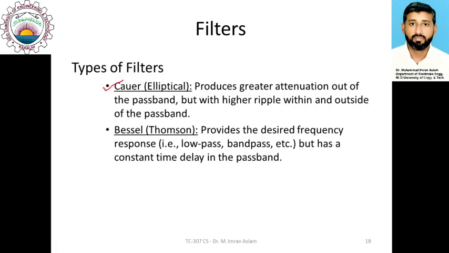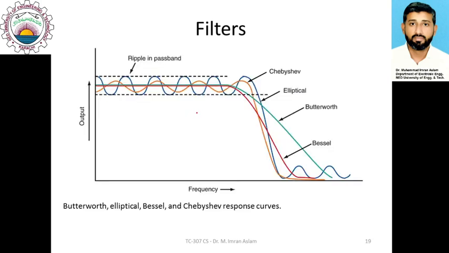Similarly, there is another type of filter which is named the elliptic filter. It also provides good attenuation. It has better attenuation as compared to the Butterworth filter. So the response outside the pass band gets attenuated very fast, but it has high ripples within and outside the pass band. You can see the response here. The elliptic filter is represented here with this blue line. You can see that it has very fast decay. The response decays very fast, but there are ripples in the stop band as well as ripples in the pass band.